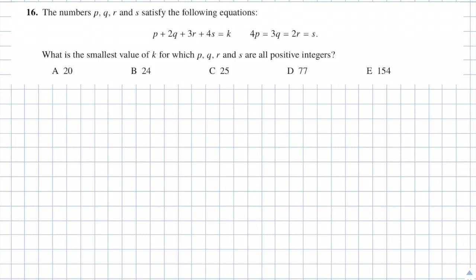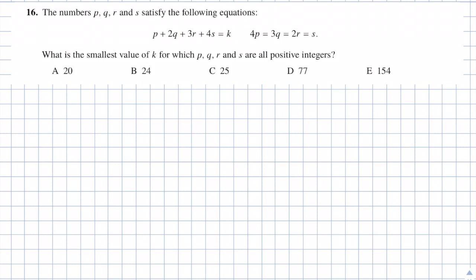P plus 2Q plus 3R plus 4S equals K, and 4P equals 3Q equals 2R, which equals S. What is the smallest value of K for which P, Q, R and S are all positive integers? We've got answers as A is 20, B is 24, C is 25, D is 77, and E is 154.